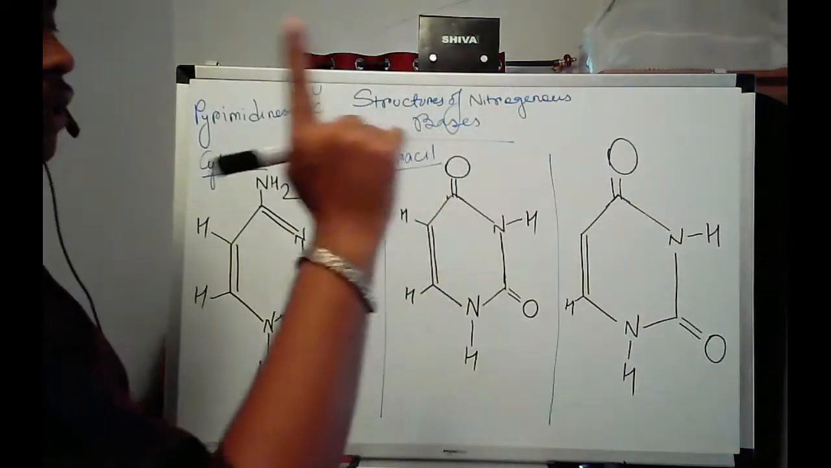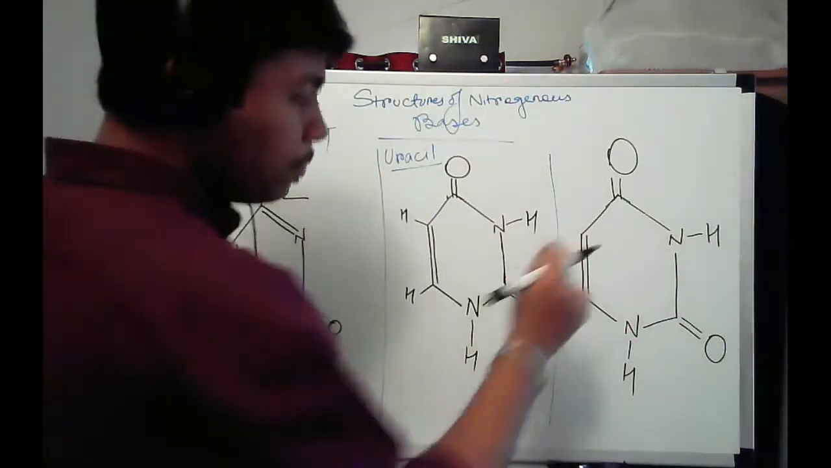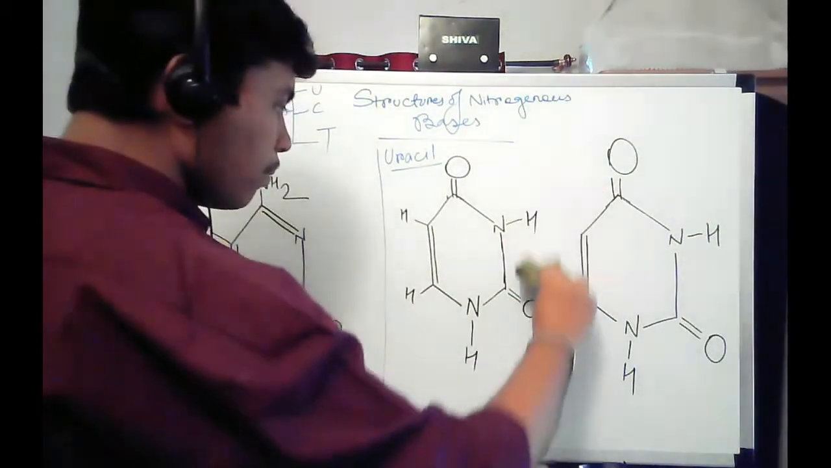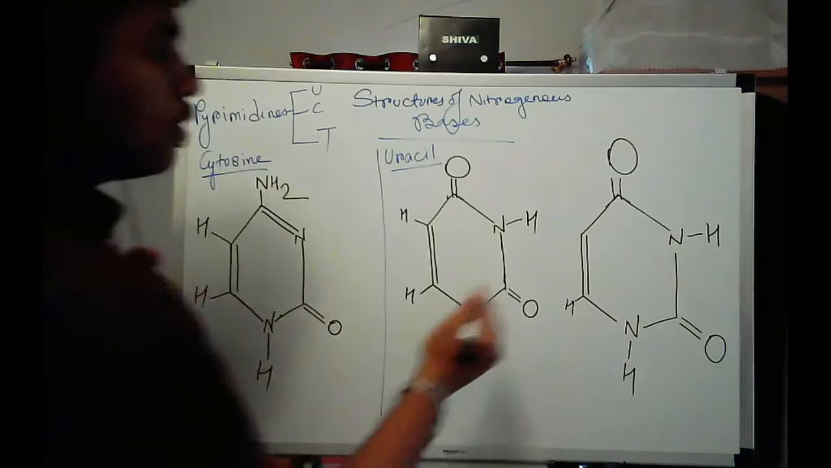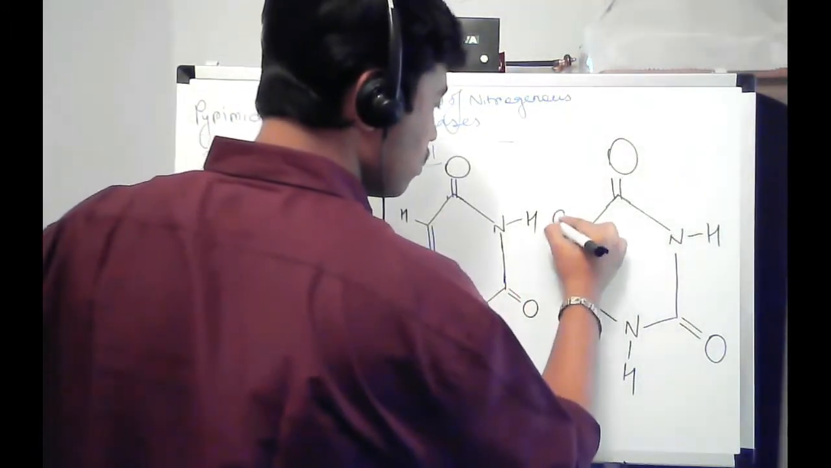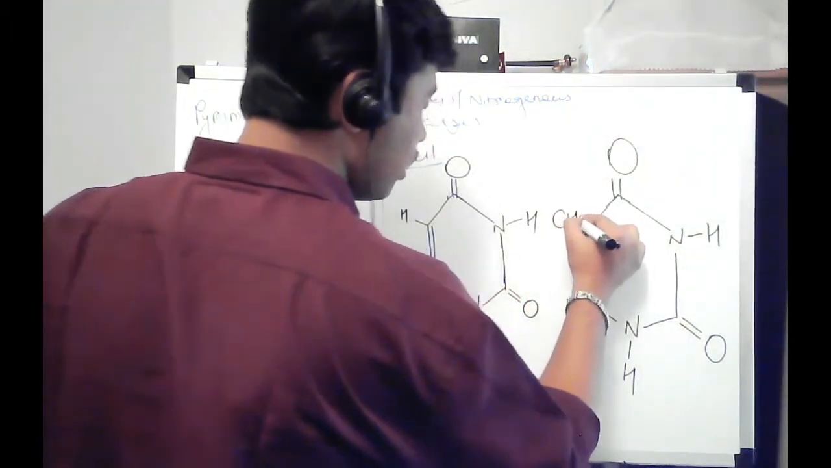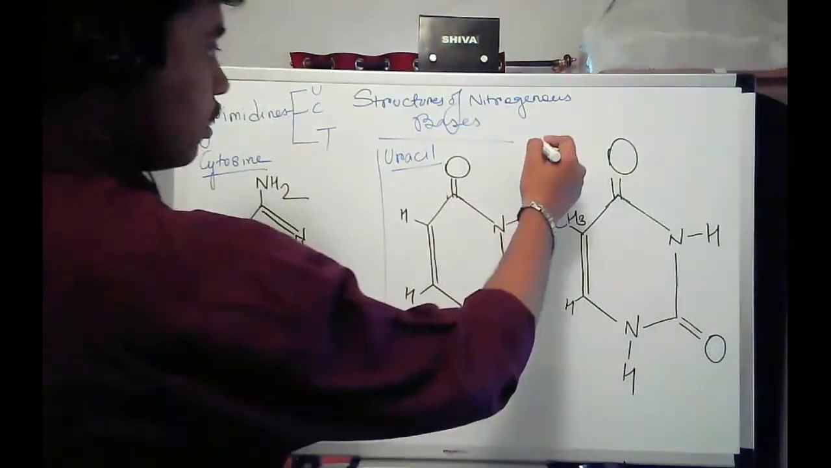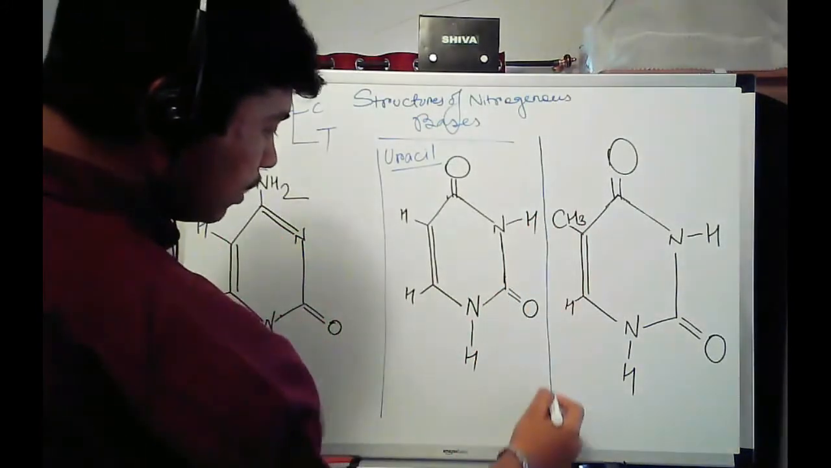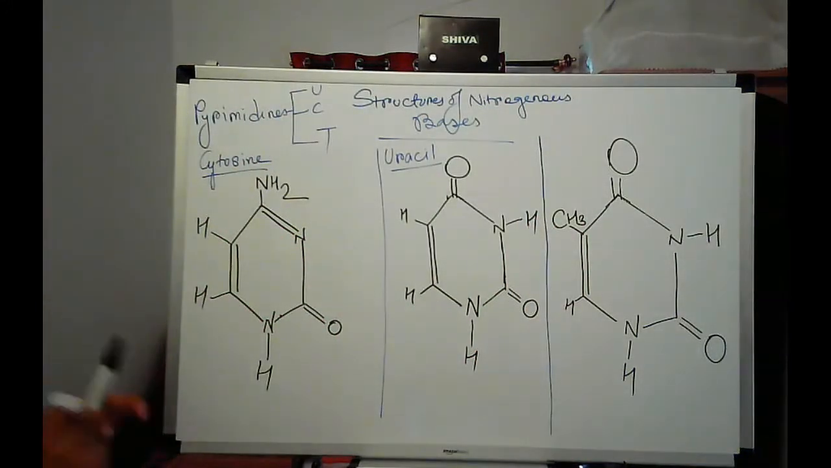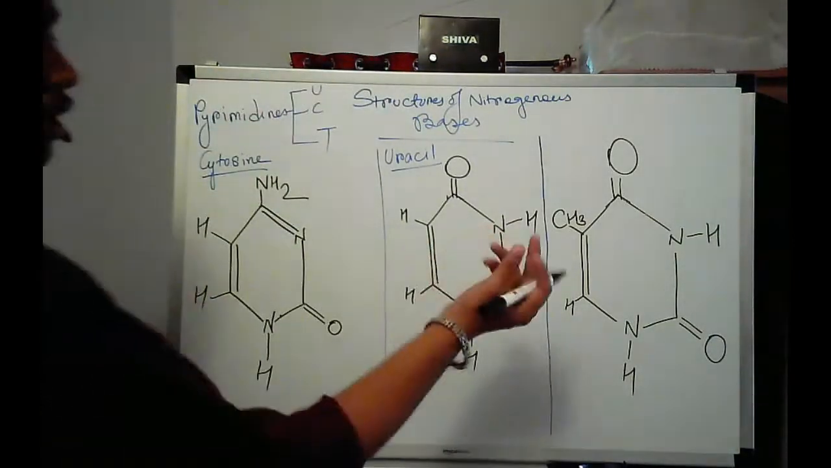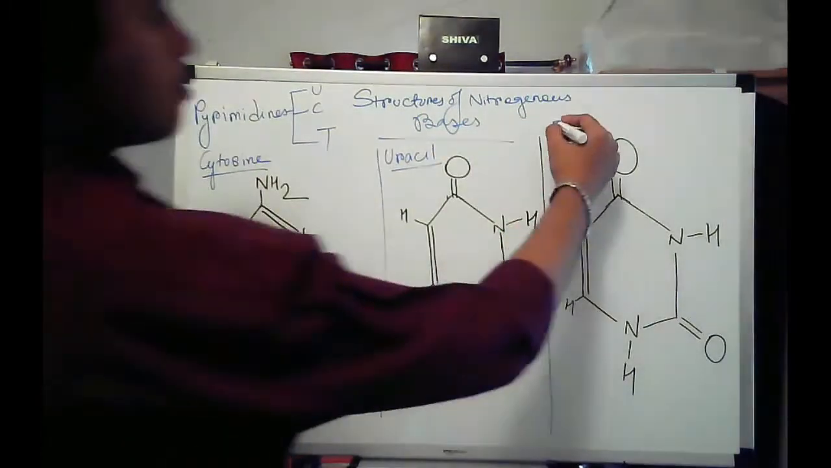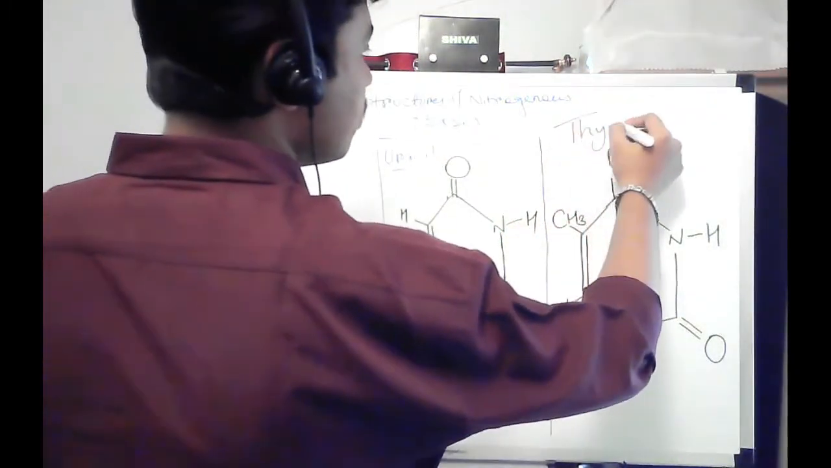The place where the difference occurs would be over here. It will feature a CH3, a methylated area, not methane as such. So methylation of uracil forms thymine.